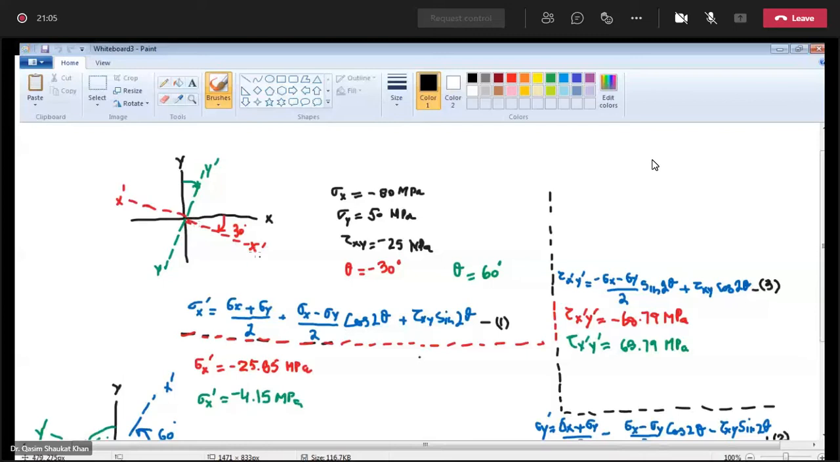This red color is my rotated x dash axis and green color is my rotated y dash axis. Is this question statement clear? Yes, sir. Okay. Now we are going to calculate the transformed normal stresses and transformed shear stresses.